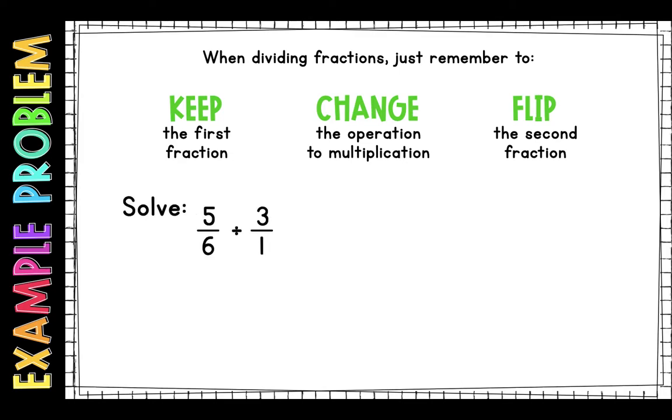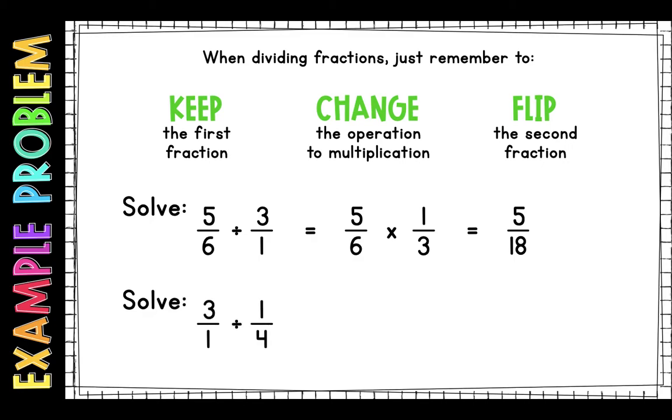If I want to solve 5/6 divided by 3, or 3 over 1, I'm going to keep my first fraction as 5/6. I'm going to change the operation to multiplication, and then I'm going to flip the second fraction. So I just use keep, change, flip, and now I just need to do the multiplication. 5 times 1 is 5, 6 times 3 is 18, so I would get a final answer of 5/18.